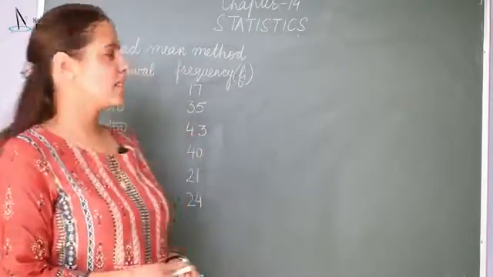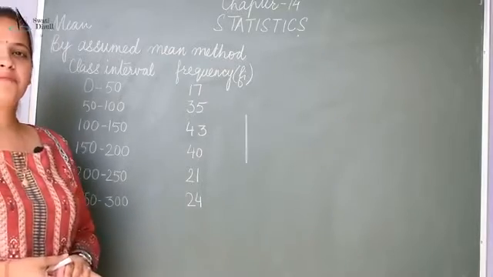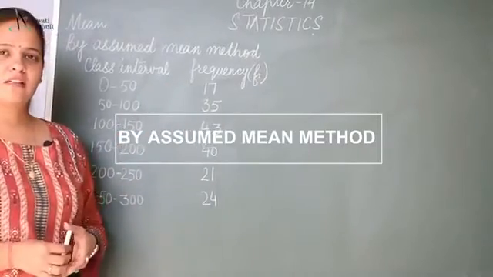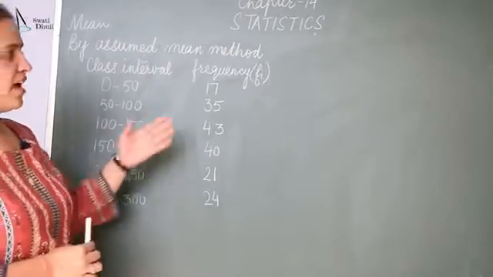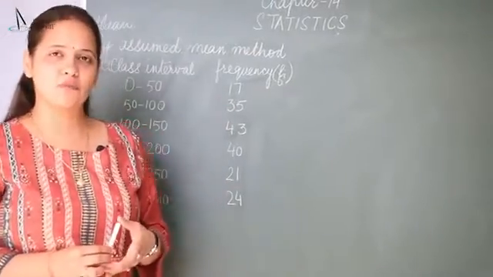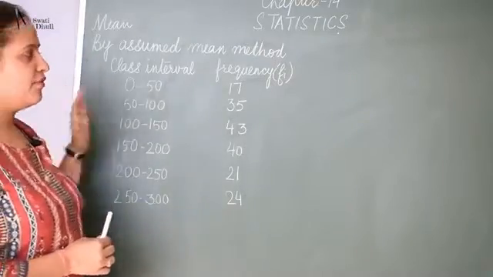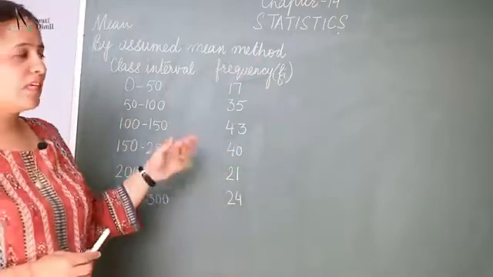Today I am going to discuss how we can find out the mean by assumed mean method. Already we have the direct method. The direct method can be used when the values of fi and xi are smaller values. But the assumed mean method is used when the values of fi as well as xi are larger values.